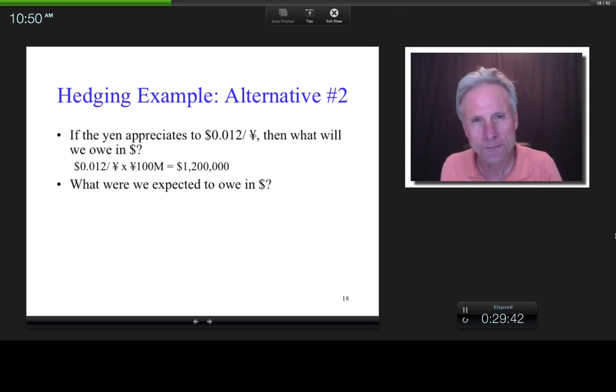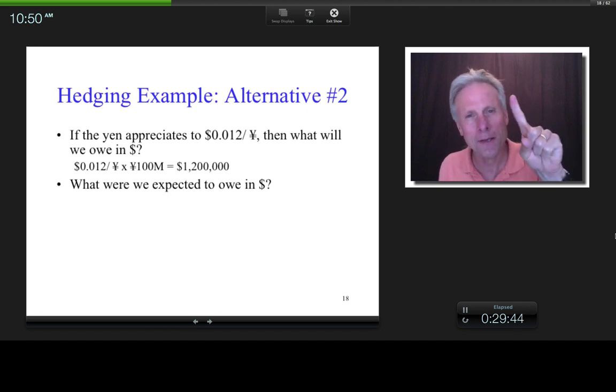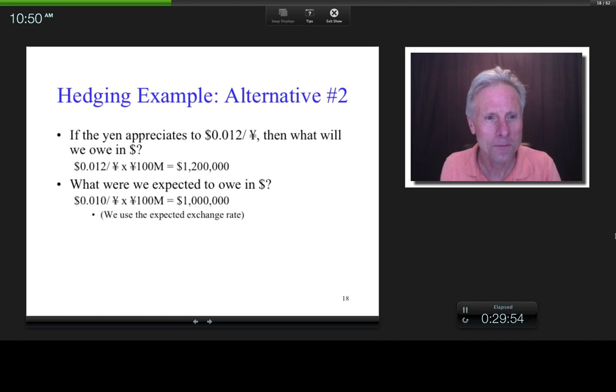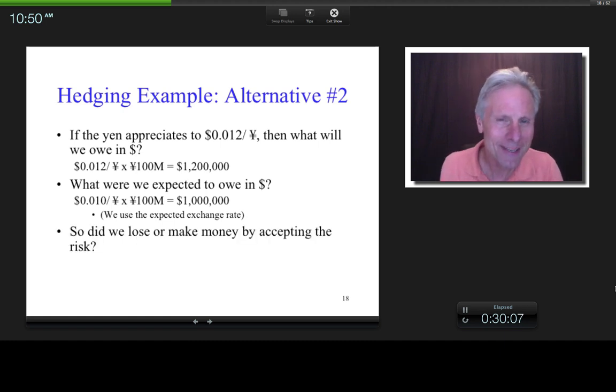You want multiple choice? Would I use today's spot rate? Would I use the expected exchange rate, i.e. the forward or futures rate? Well, I'd use the expected exchange rate, right? And so basically, I was expected to pay $1 million. But if I take on the risk, in the end, I would pay 1.2 million. So if the yen unexpectedly appreciated, would I have lost or made money by accepting the risk? Lost, right?